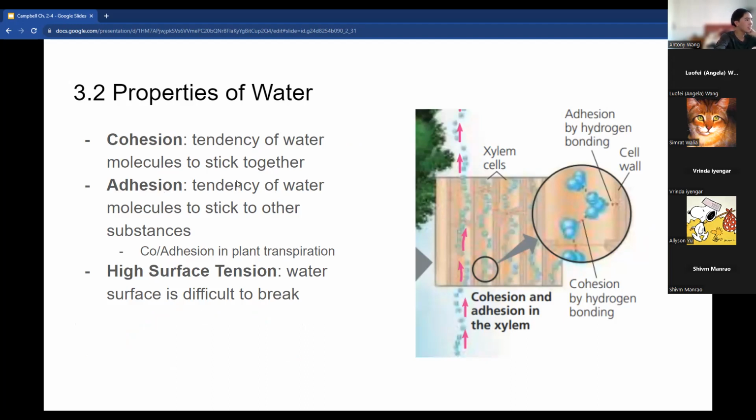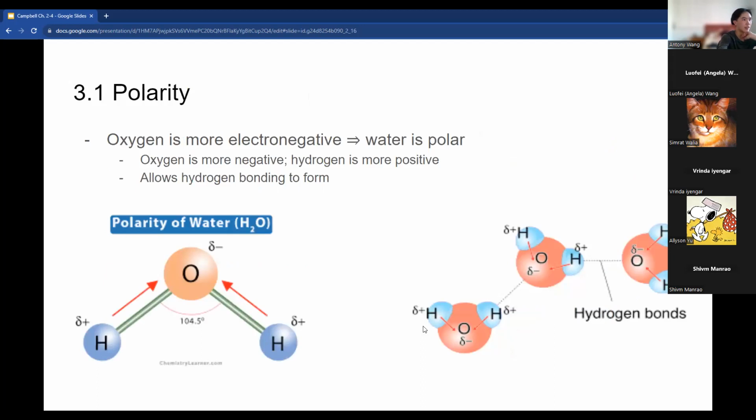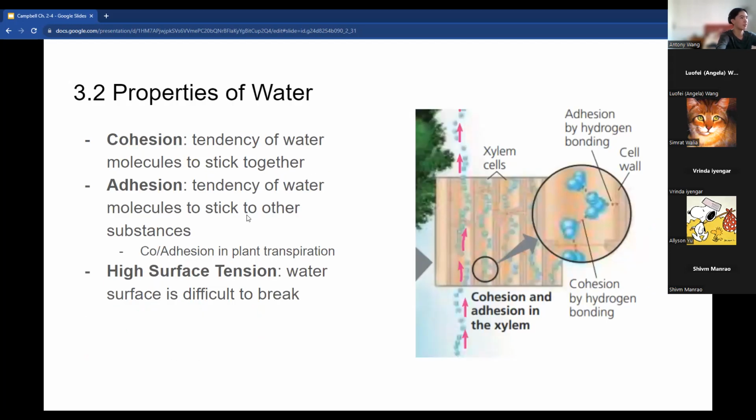And adhesion. Adhesion is a tendency of water molecules to stick to other substances. So other things like the walls of xylem. Xylem is just vascular tissue in a plant. It's a part of the plant. Other things in nature have inherent positive or negative charges. And because water has partial positive and partial negative charges, it can form hydrogen bonds with the inherent charges in other substances and cause it to stick to them.